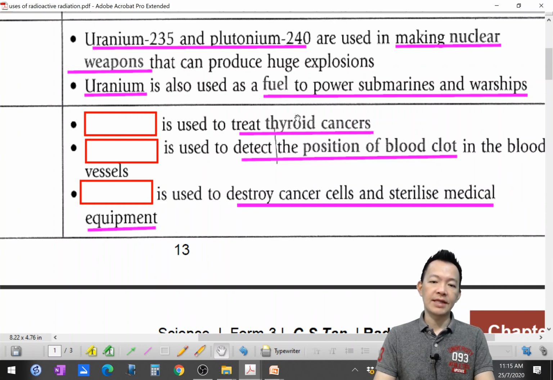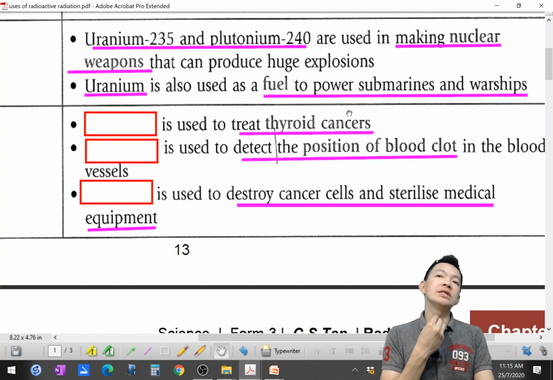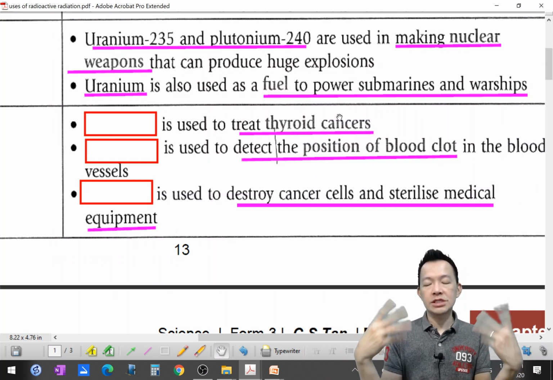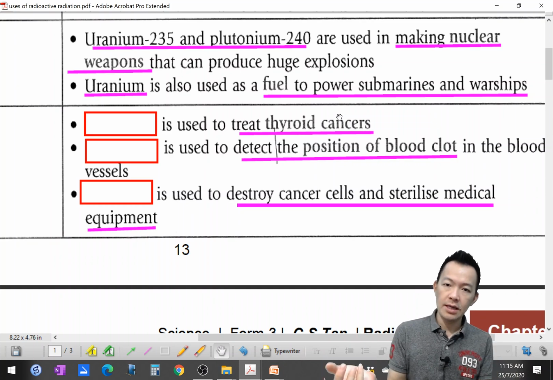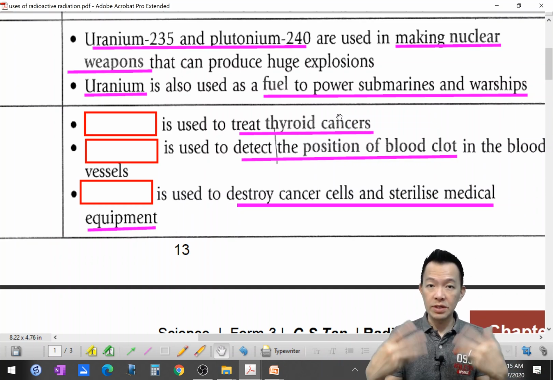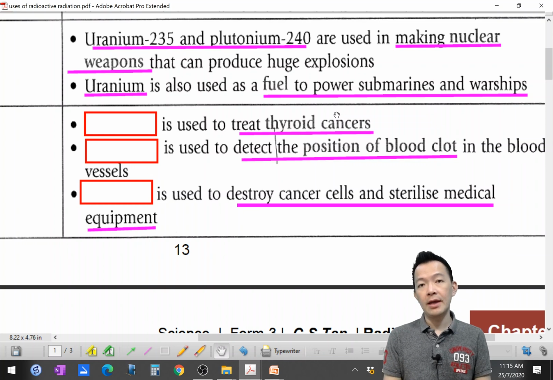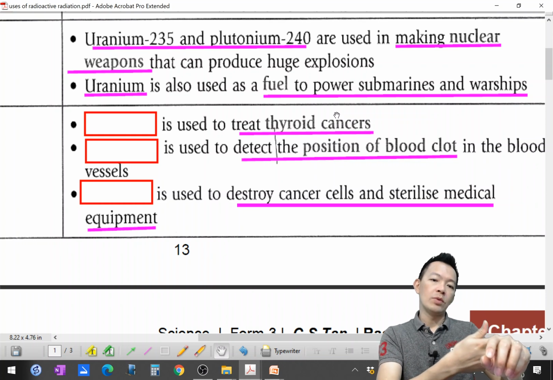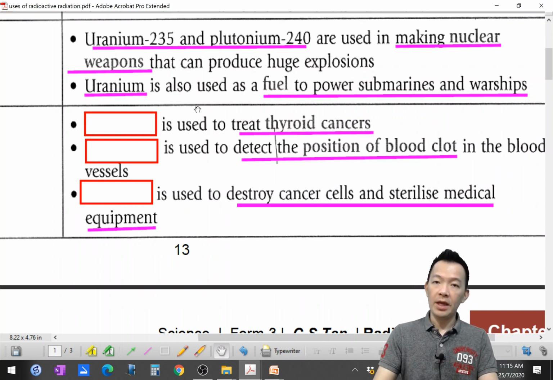OK, what is used to treat thyroid cancer? How do they know if there is a problem with the thyroid? For example, now recently you always feel sleepy, you want to sleep all day, feel very tired, and this tiredness is not faked and not caused by lack of sleep. So the doctor suspects maybe your thyroid gland is not functioning properly. If the thyroid hormone is not enough, you will feel very tired. But how do they check whether your thyroid gland is good or not? So they make an injection of iodine 131.